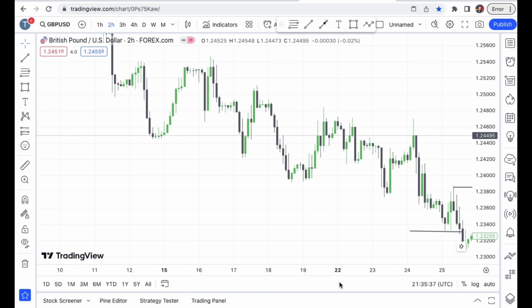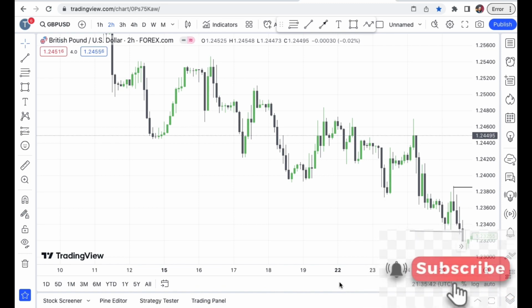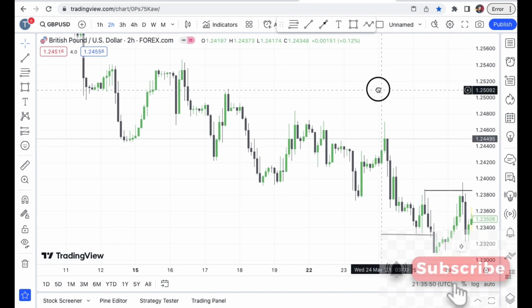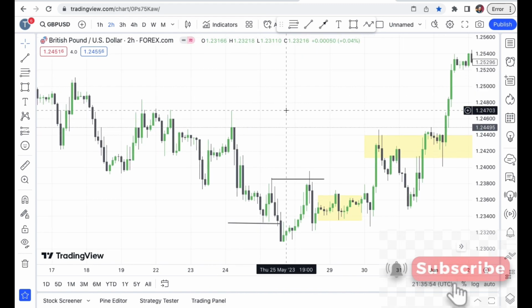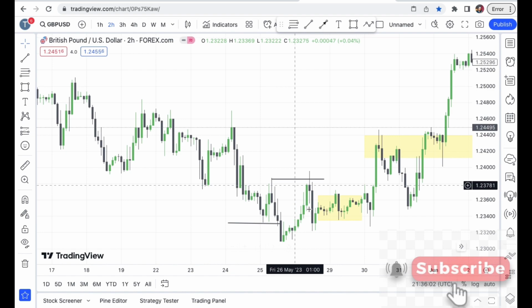So I've written down some points. I have like 5 points I'm going to be giving us on how to use order blocks, and also how to identify the right kinds of order blocks to use. So first of all, I've marked my charts here. Number one order block I'm going to be teaching us how to use is order block inside another order block. So for example, I have the structure right here.